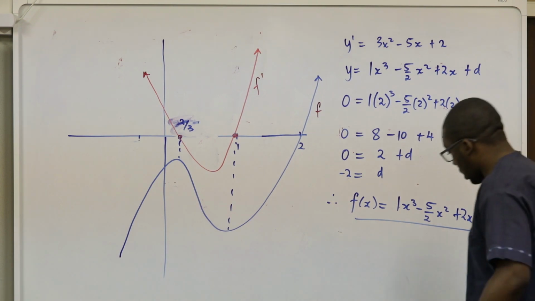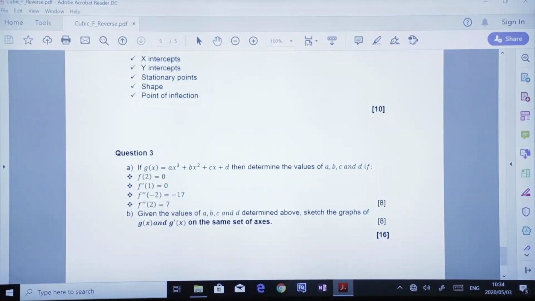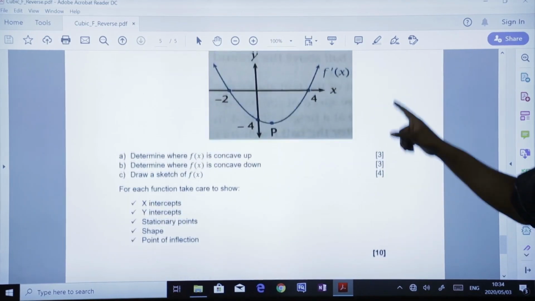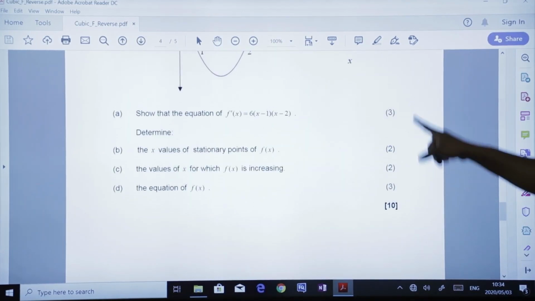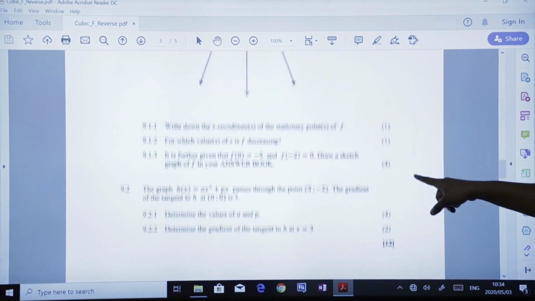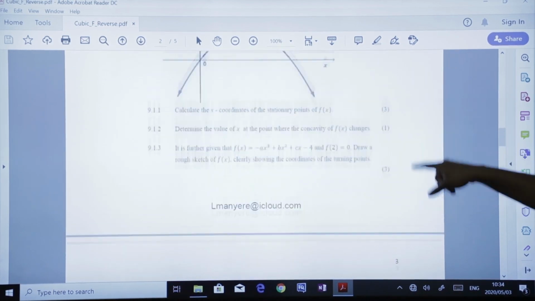That concludes this section of relating the parabola to its cubic function and also to the linear function of the second derivative.